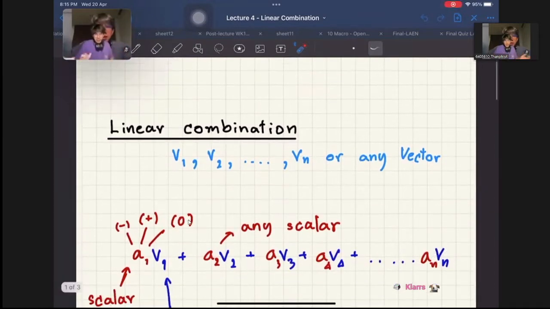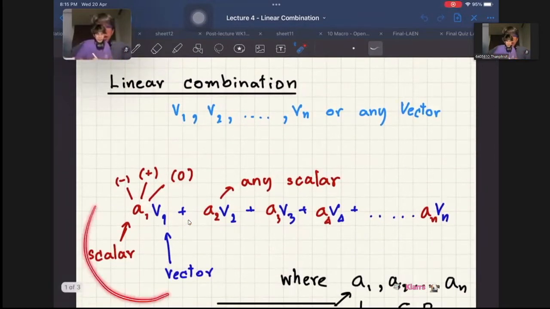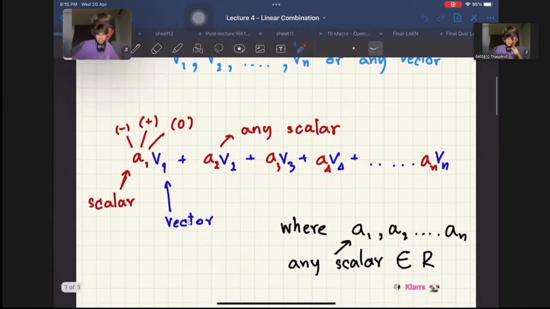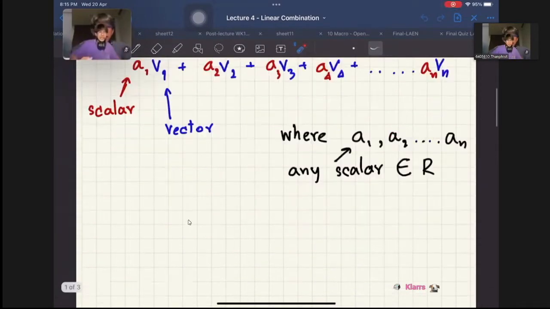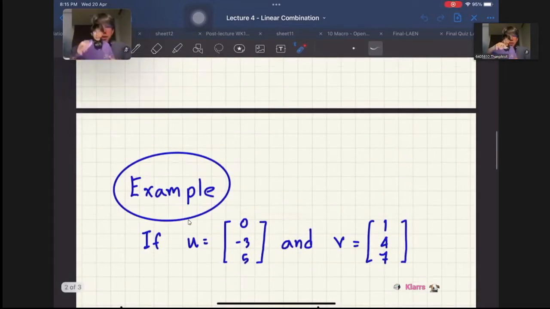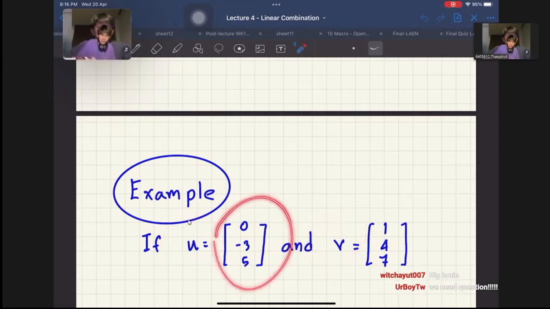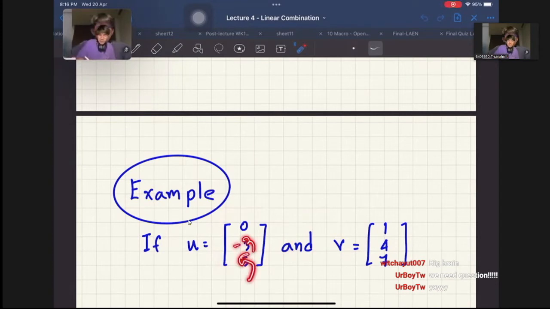The scalar times the vector. As you can see in this form. I will show you the next example. First example. Suppose that we have two vectors. The first vector is u, another vector is v. This vector has 0, -3 and 5. Another vector is 1, 4 and 7.